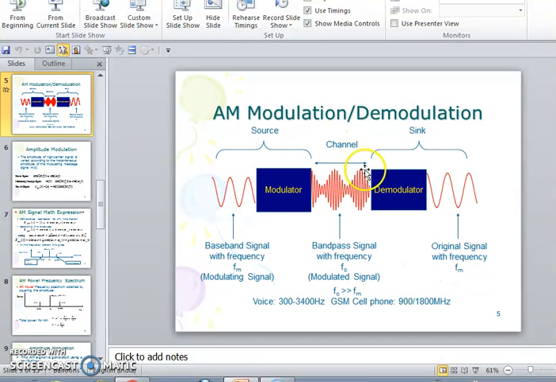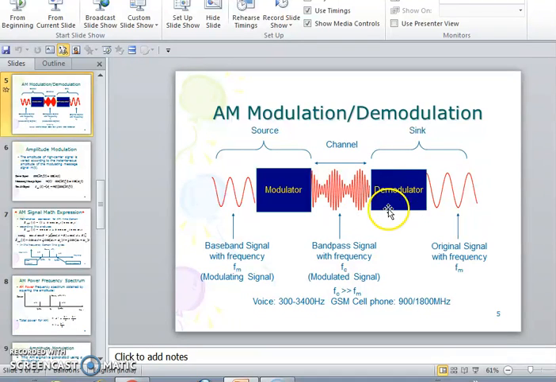So this is the example of amplitude modulation and demodulation. Here we are applying the baseband signal frequency to a modulator, which is a simple multiplier. Here we are multiplying with the carrier frequency and we are getting the bandpass signal, which we call the amplitude modulated signal with frequency Fc. This is the form of amplitude modulation, what we call AM modulation.